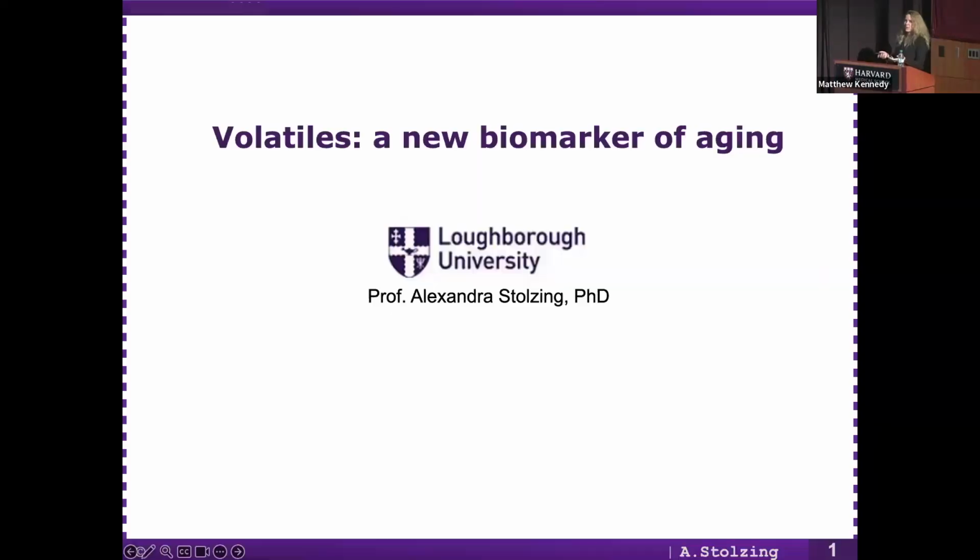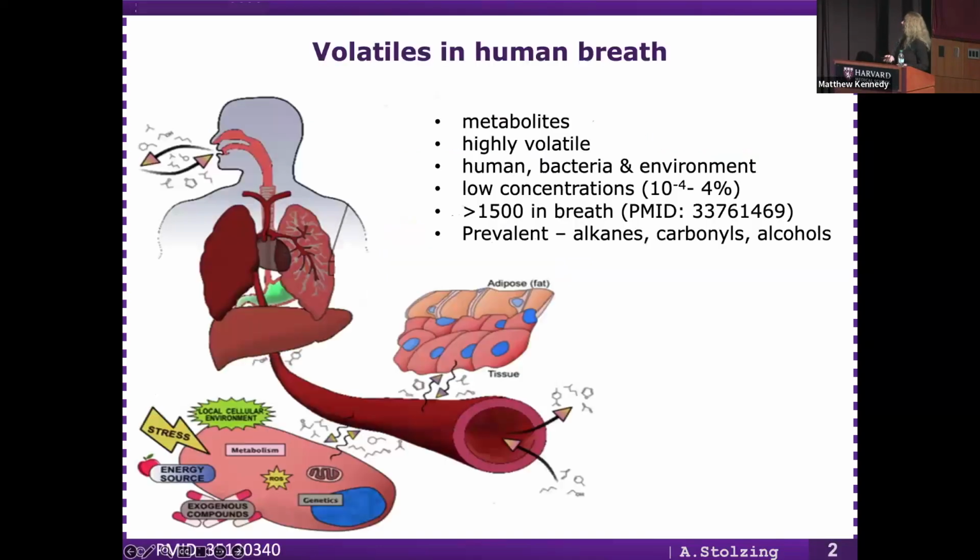They are a kind of subcategory of the metabolites. They are highly volatile. The origin can be either from your human tissue, your cells, but they can also be from the environment. Basically, what you breathe in is what you breathe out, or they can come from your microbiome. They usually come in very low concentration, and that's also part of the problem. It's very difficult to measure them.